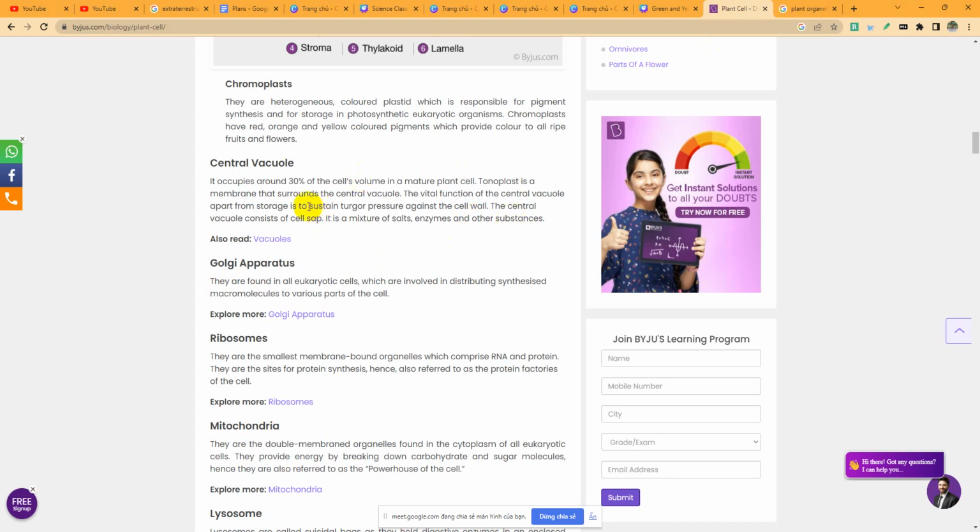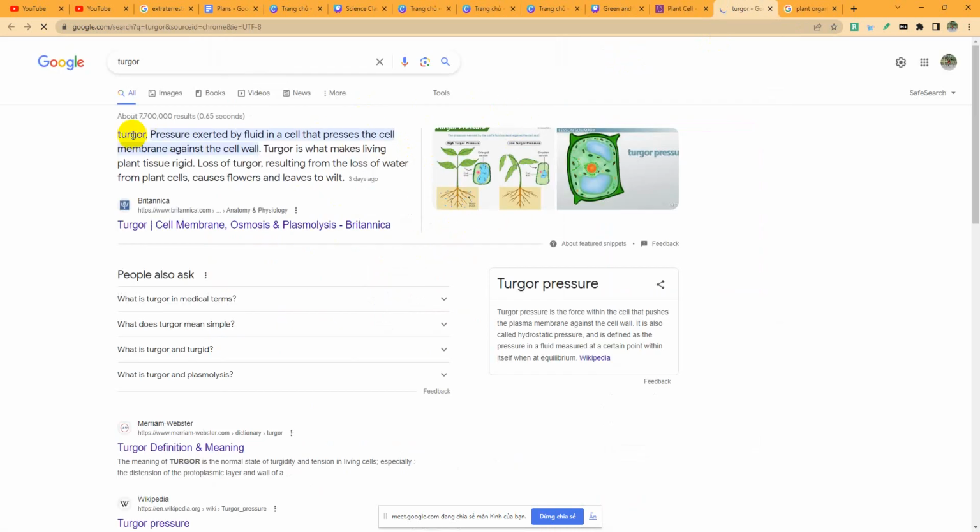And here we have sustaining turgor pressure against the cell wall. I'm wondering what exactly turgor is, because I've never encountered this before. I'm just going to do a quick search about this. So here, this is the pressure exerted by fluid in a cell that presses the cell membrane against the cell wall. Turgor is what makes living plant tissue rigid. Okay, so I think turgor is like the skeleton and the framework of the whole plant cell to make it rigid and hard enough to sustain life.